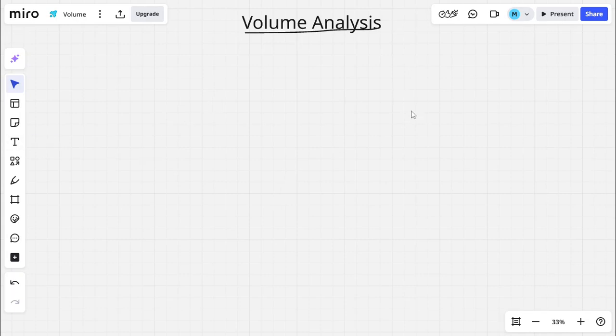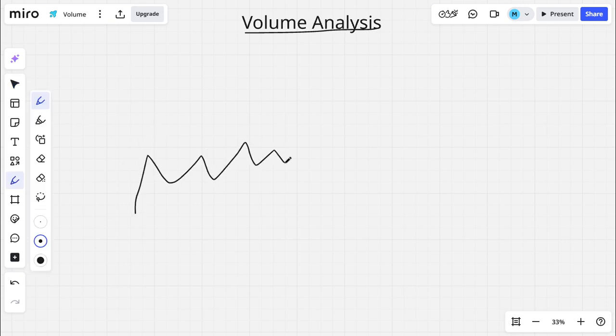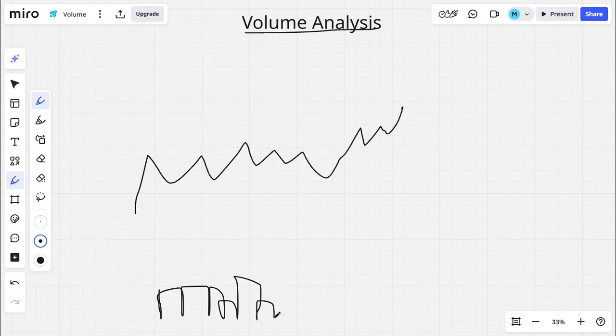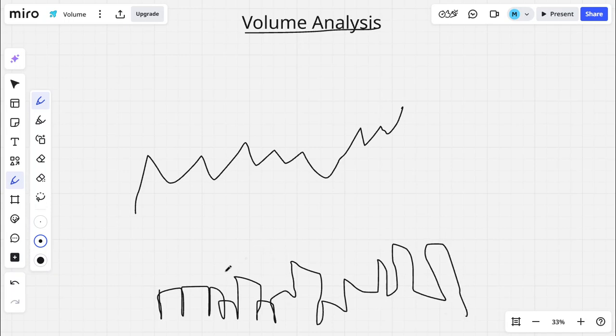First of all, let's understand what volume is. Volume is basically nothing but the amount of orders that are flowing in the market. That's it. So for example, let's say the price is going like this. Now say the volume is going somewhat like this, for example. Now what will you say over here? As you can see, the volume is increasing, and that means the price is going up.